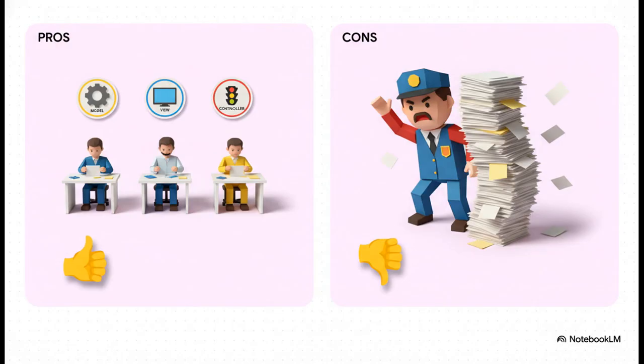Now, one of the great things about MVC is that developers can work on the model, the view, and the controller all at the same time. But it's not perfect. In really big apps, that controller, our traffic cop, starts doing way too much. It gets bloated and huge, which leads to the infamous massive view controller problem, making the code, you guessed it, really hard to test and maintain.